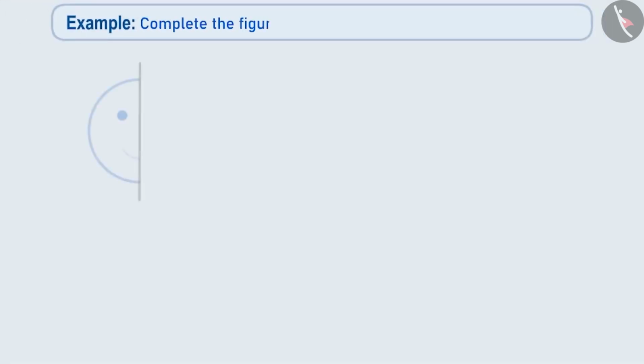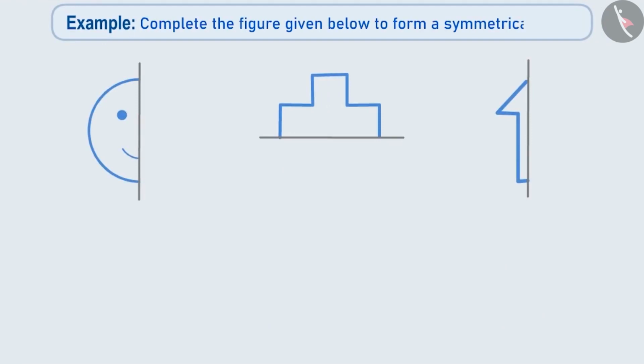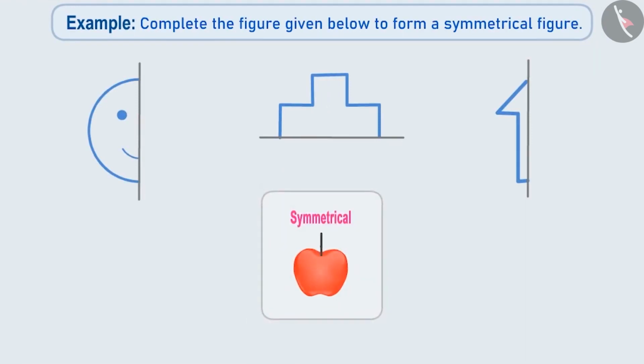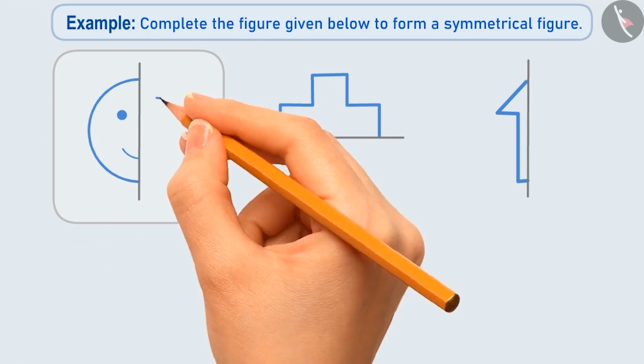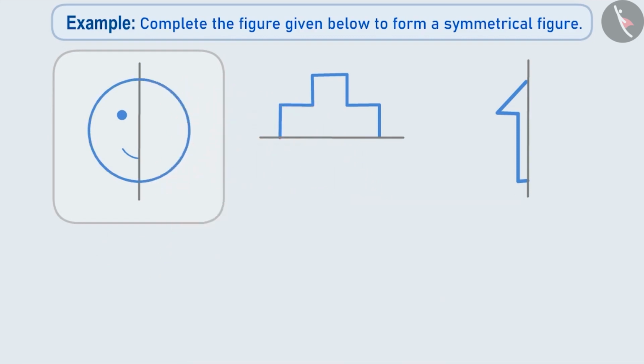Next example, complete the figure given below to form a symmetrical figure. Two parts of symmetrical figures can be made which are reflections of or exactly identical to each other. Let's complete the given figures following this concept. In the first figure, here is a semicircle on the left. We will draw its reflection in the right part. It is important to keep in mind while making reflection that this shape should be made in balanced proportion.